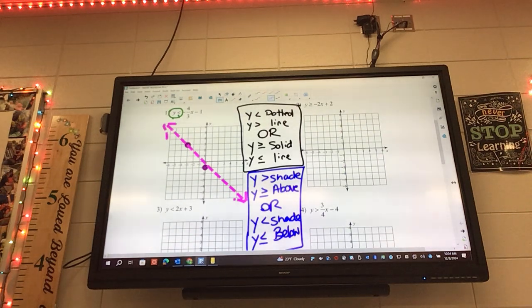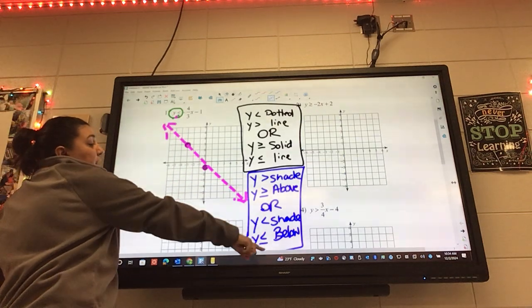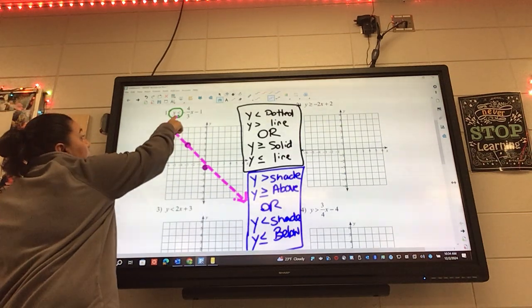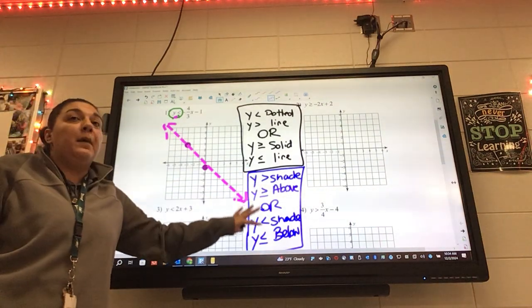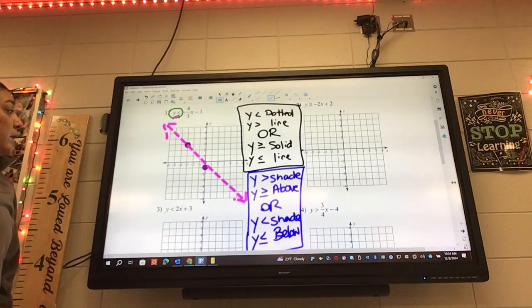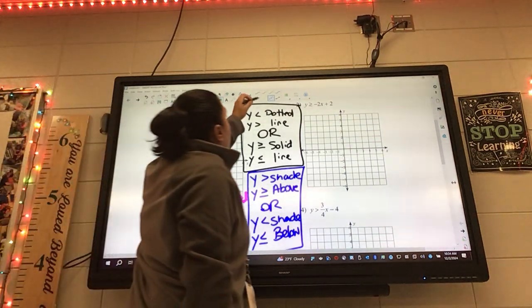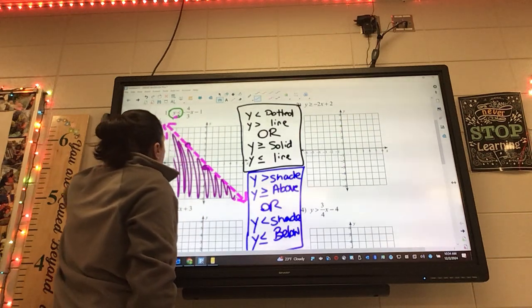Okay, and then we're looking at this symbol, and we're going to pick something from the blue box. So find that symbol with the Y. In which way is it going to shade, above or below? Below. Okay, so then you're going to shade everything below this line.